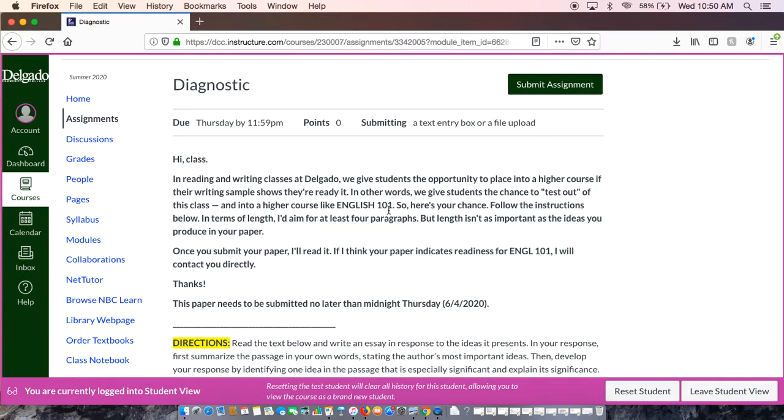Now, once you submit your paper, I'm going to read it. And if I think your paper indicates, hey, this student should be in English 101, they're ready for English 101, they don't need academic literacy to be able to earn a passing grade and do the work of English 101, they could do the work and pass the class without taking this class. Well, then we're going to move you. But I need that paper that you're going to write by no later than tomorrow, midnight.